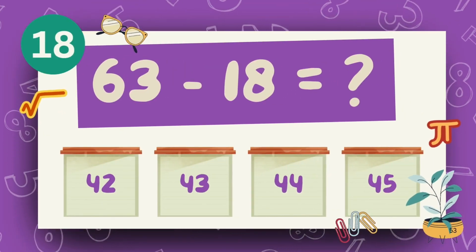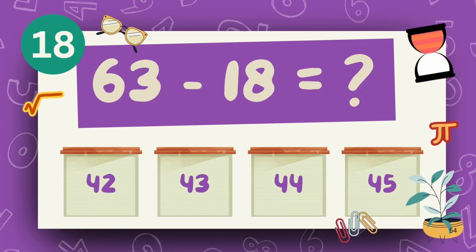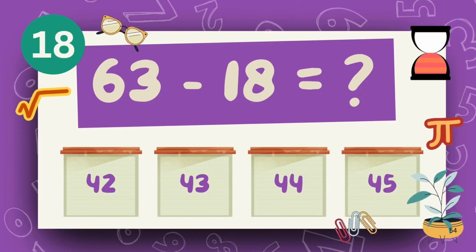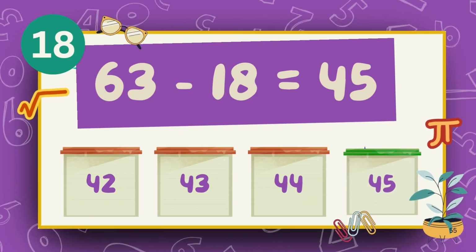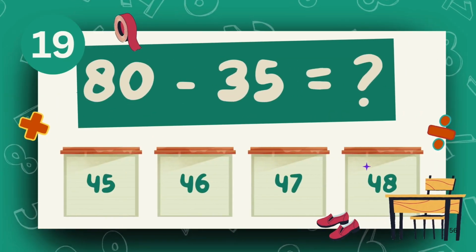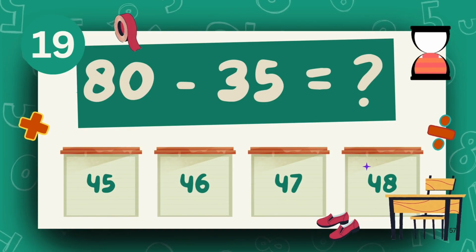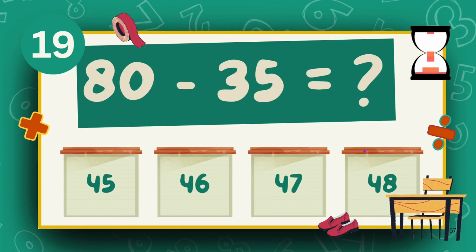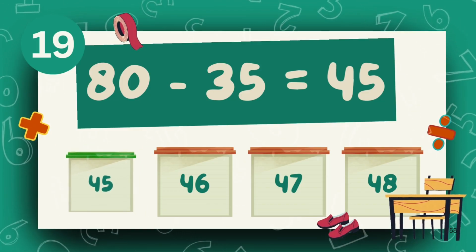What is 63 minus 18? The answer is 45. What is 80 minus 35? The answer is 45.